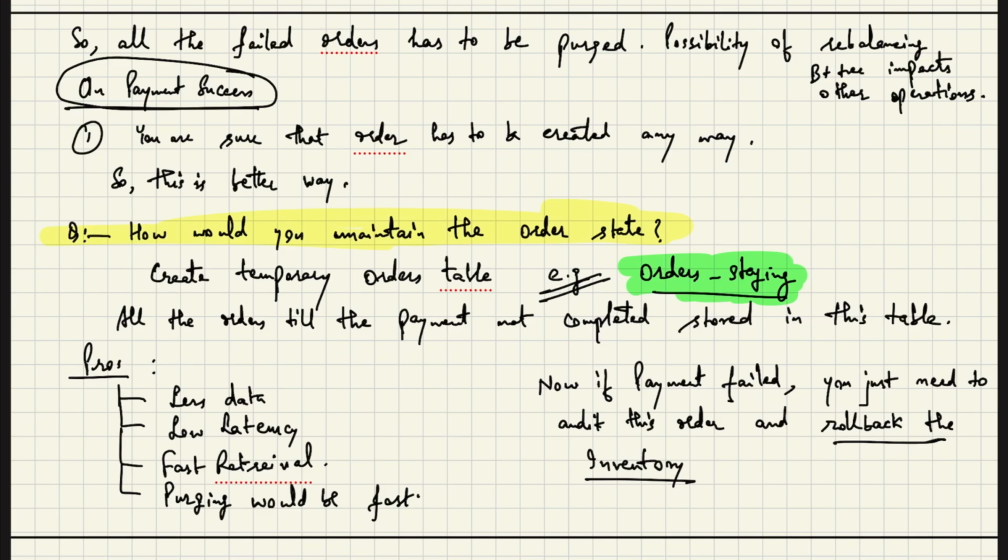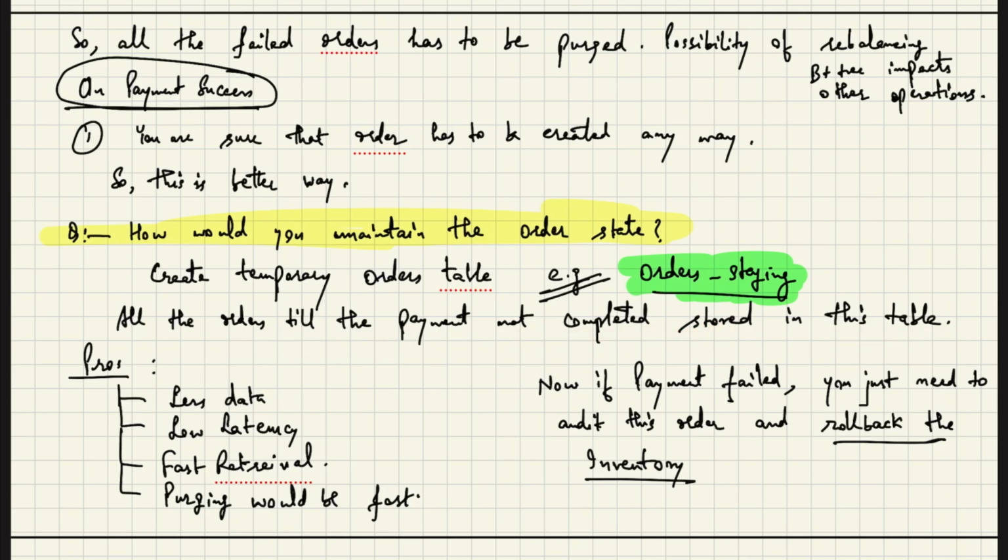So let's assume we are creating the orders on payment success only. If we are creating the orders on payment success only, how would we maintain the order state? Now there's a better solution for this. Create a temporary orders table, for example an order staging table. All the orders until the payment is completed are stored in this table.